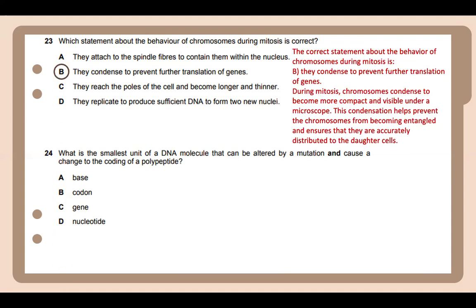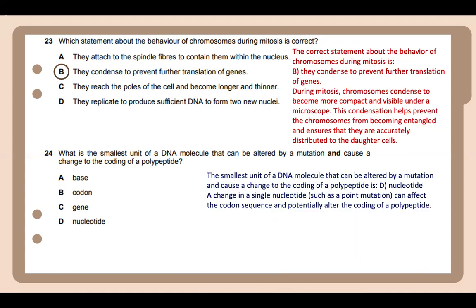What is the smallest unit of a DNA molecule that can be altered by a mutation and cause a change to the coding of a polypeptide? The smallest unit is the nucleotide. A change in a single nucleotide, such as a point mutation, can affect the codon sequence and potentially alter the coding of a polypeptide.